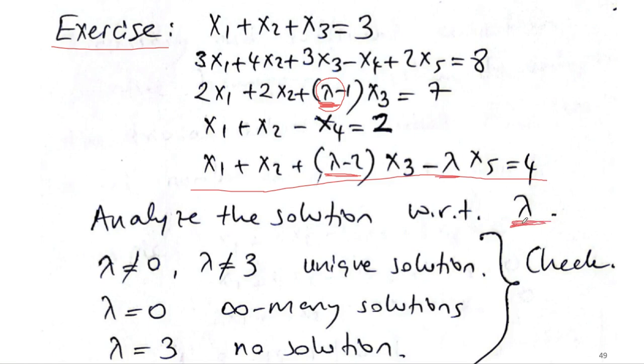And you will verify actually that we have some critical values for lambda, 0 and 3. And if we have lambda equals to 3, you will get infinitely many solutions. If lambda equals to 0, then you will show the inconsistency, and then that means no solution. So just try this by yourself.